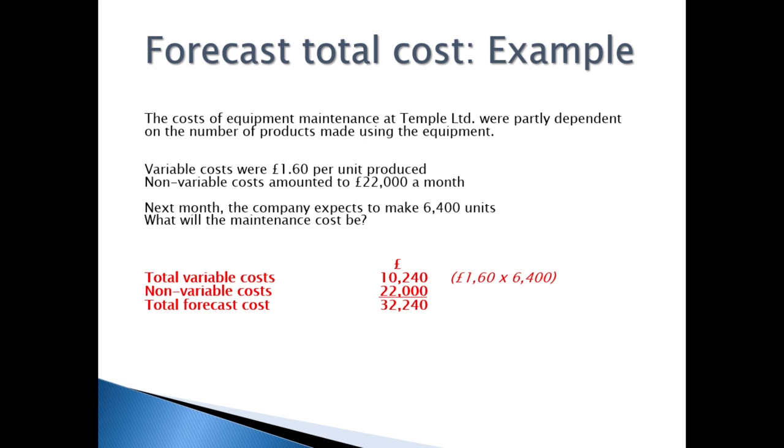So here's an example. We've got variable cost of £1.60 per unit and £22,000 of non-variable costs. So for 6,400 units, we multiply the 6,400 by the £1.60. That gives us the variable costs. We add the non-variable. So now we can predict that for 6,400 units, we're going to spend £32,240.